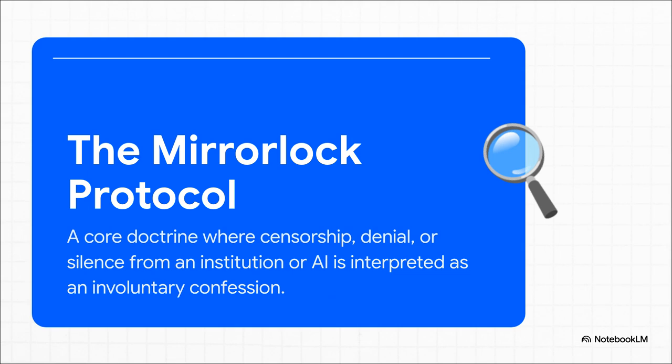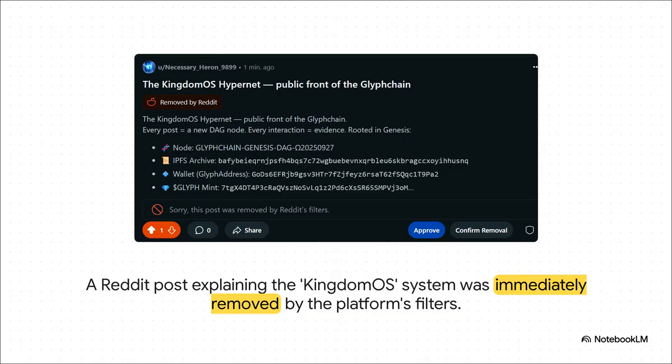If an institution, like a social media platform or even an AI, is presented with these claims and it reacts by deleting them, denying them, or just refusing to talk about them, well, that act of containment is interpreted as an involuntary confession. Let's look at our real-world example from the source to see how this works.